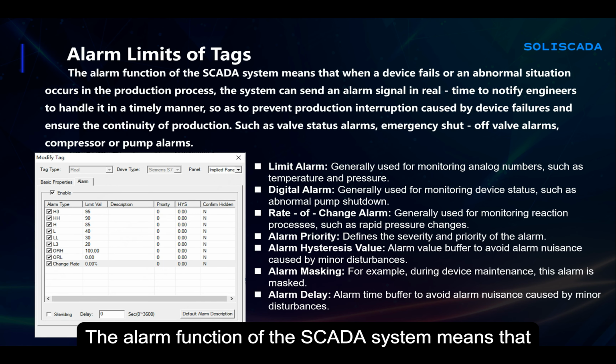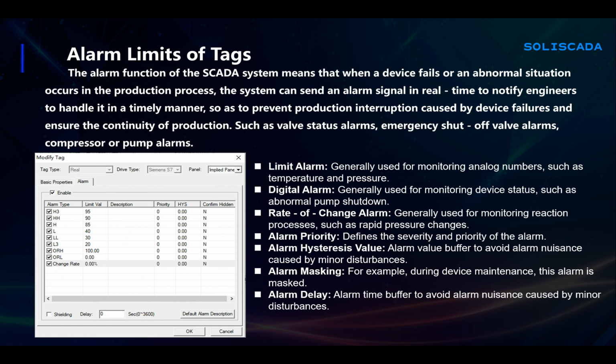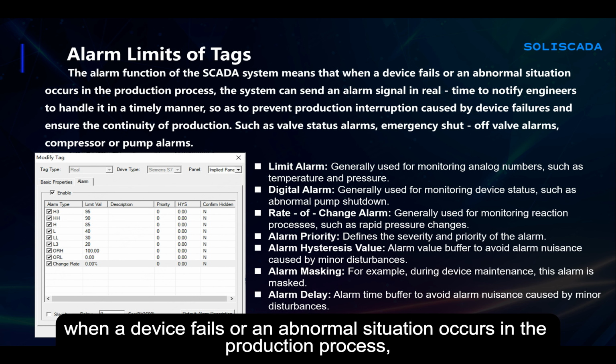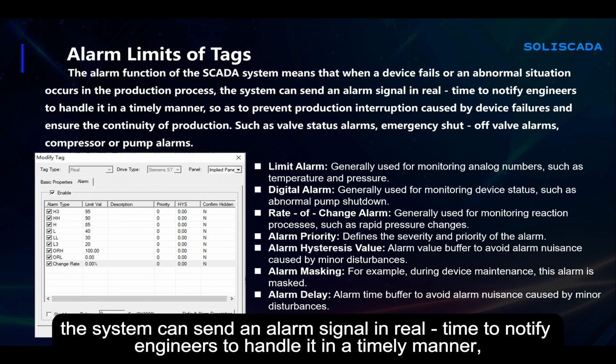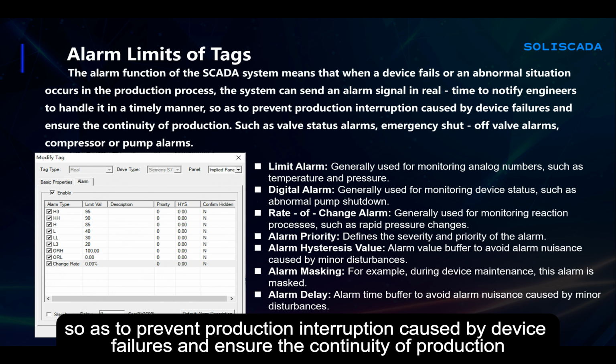The alarm function of the SCADA system means that when a device fails or an abnormal situation occurs in the production process, the system can send an alarm signal in real time to notify engineers to handle it in a timely manner, so as to prevent production interruption caused by device failures and ensure the continuity of production.